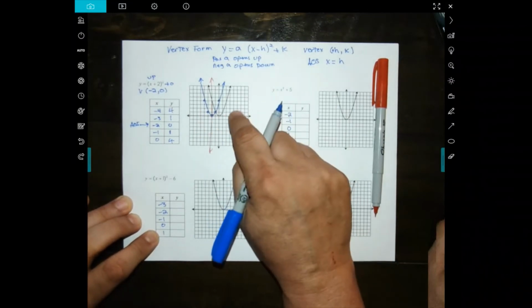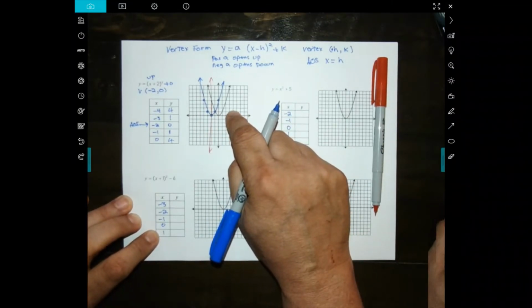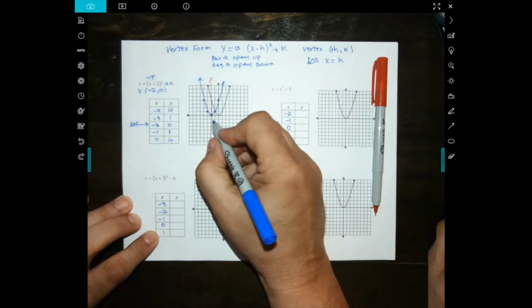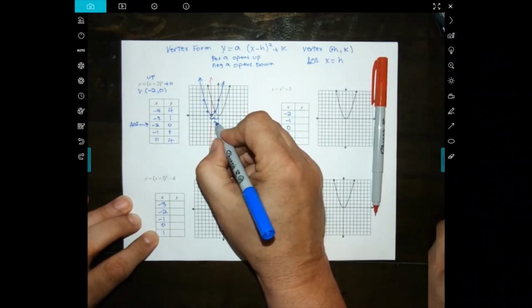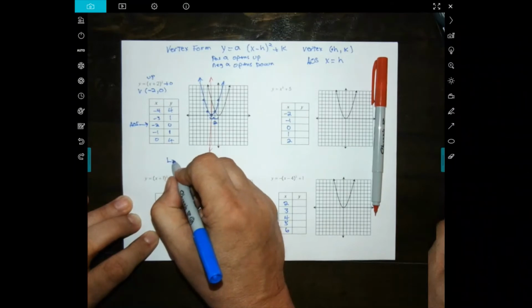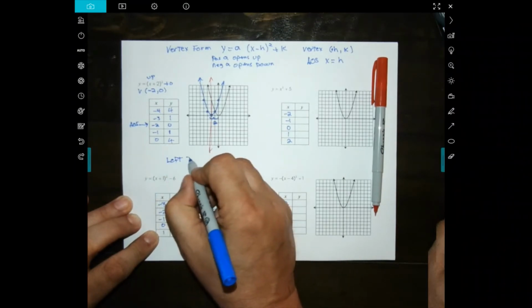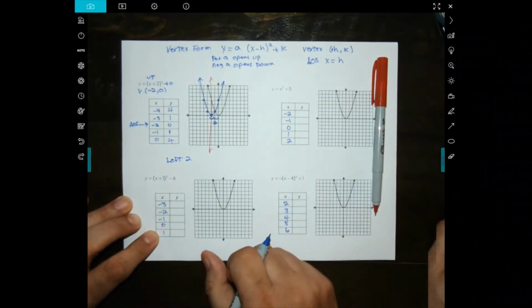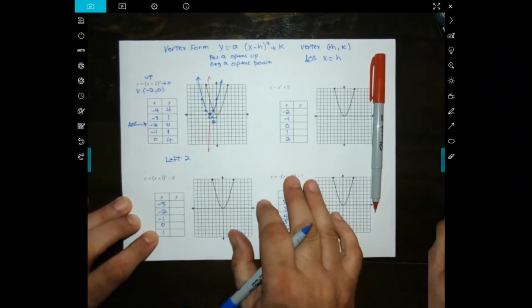And now what can I say about this parabola? What did it do? Which way did it move? In other words, which way did it translate? Well, I can see that it moved only left 2 units. And so I could say it moved left 2 units, and that's all. It didn't go up or down. So look at this next example.